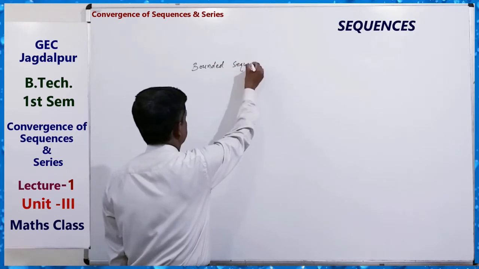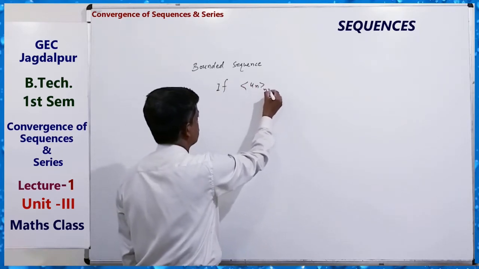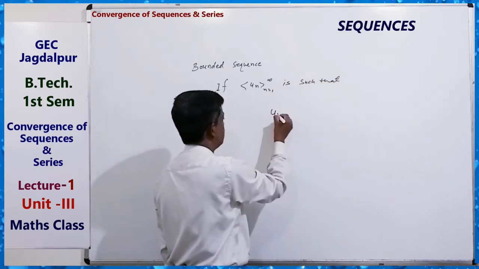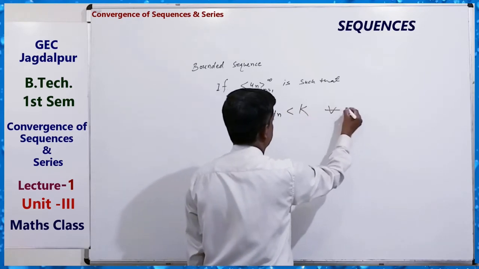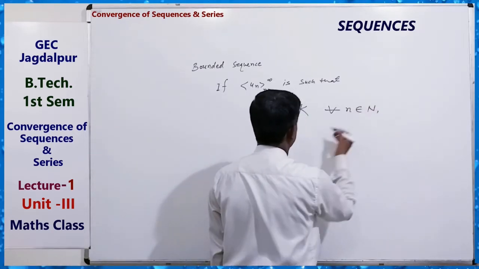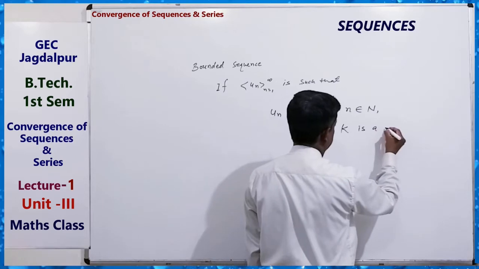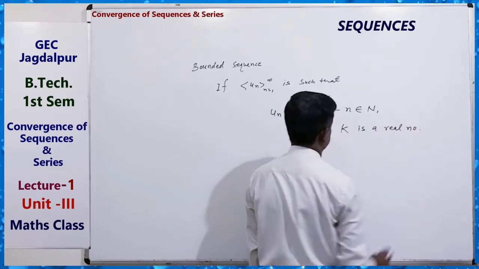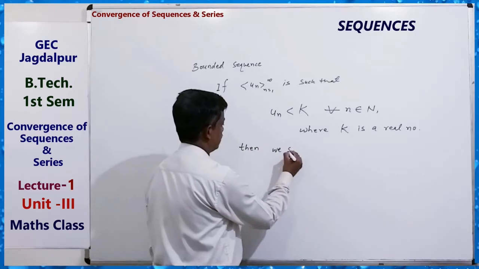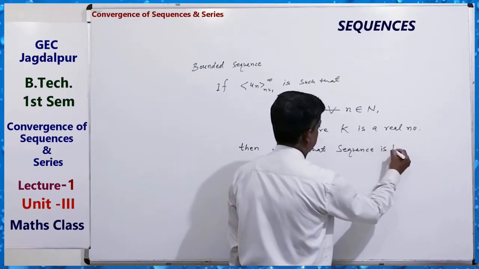Bounded sequence. If the sequence u_n, n equals 1 to infinity, is such that u_n is less than k for all n, where k is a real number, then we say that the sequence is bounded.